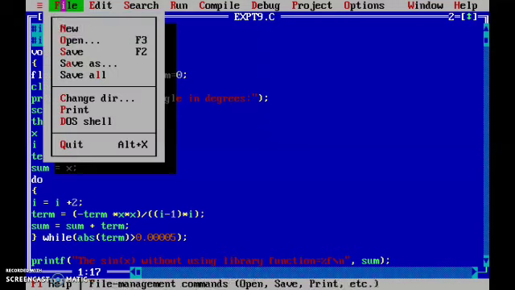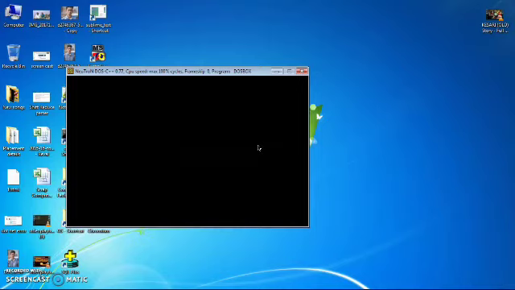In this way you can write a program to calculate the value of sin of x using Taylor series approximation, and you can execute the same.